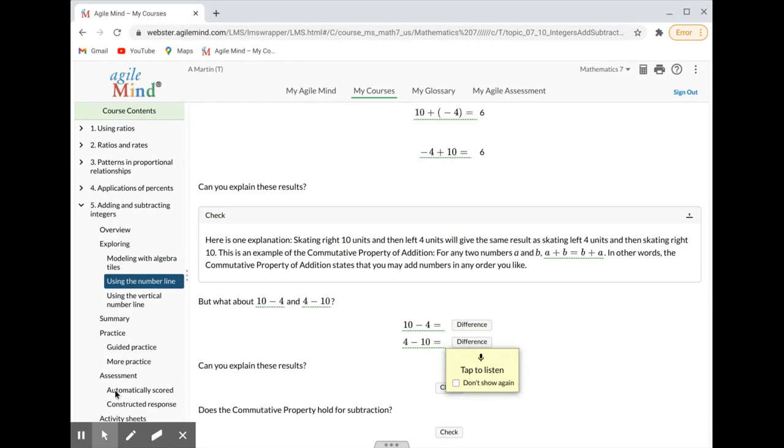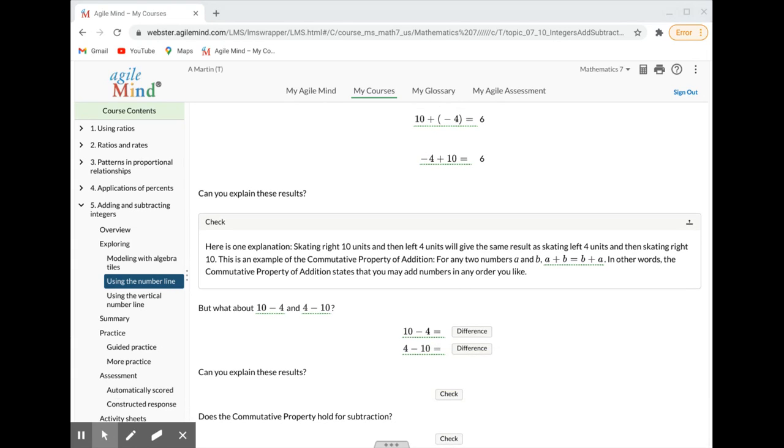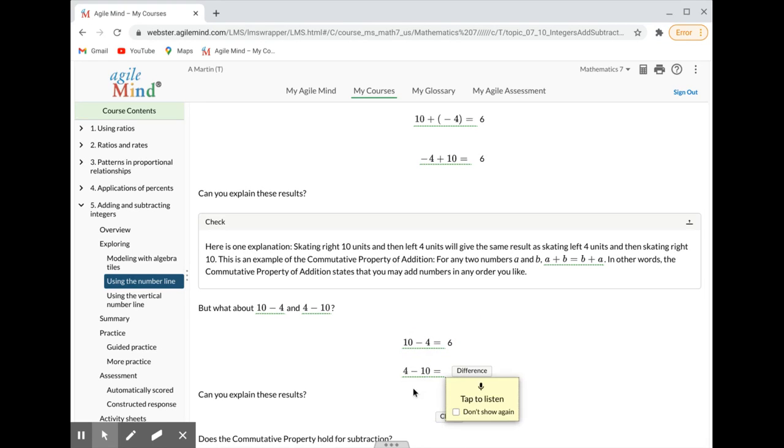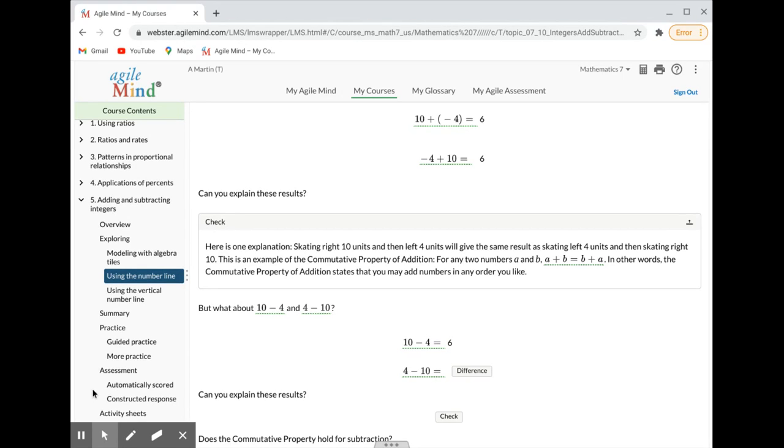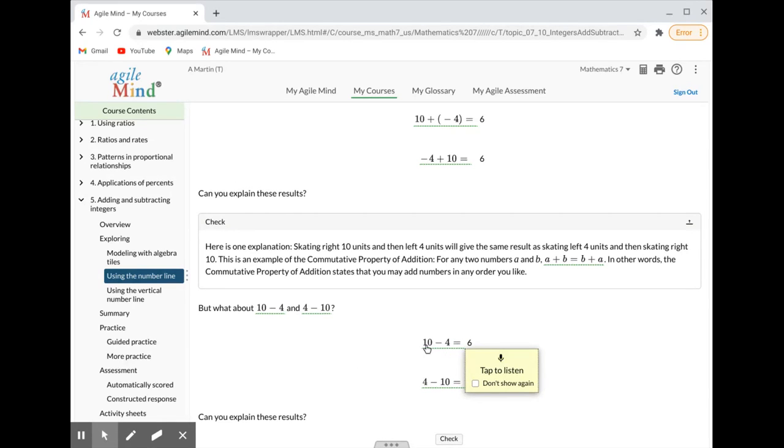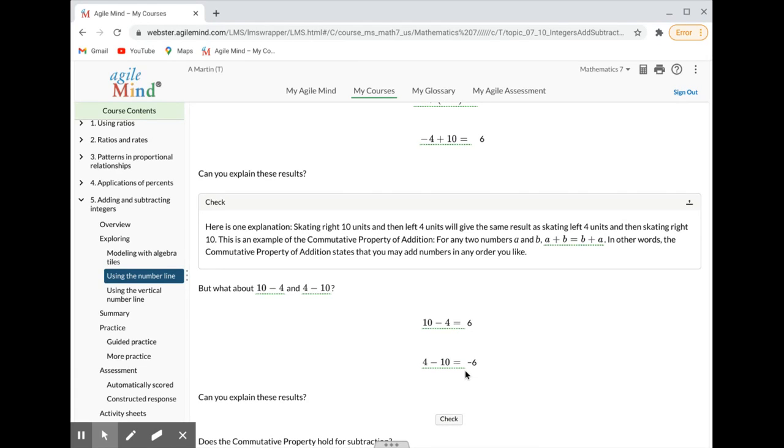So looking at this, what is 10 minus 4, everybody? 6. All right. 10 minus 4 is 6. All right, I agree. Now, this is where it's going to get interesting. What is 4 minus 10? Negative 6. It is negative 6. So we swapped the order of 10 and 4 to 4 and 10. Now, whenever we did that, we got different answers. So can anybody explain why we got different answers?